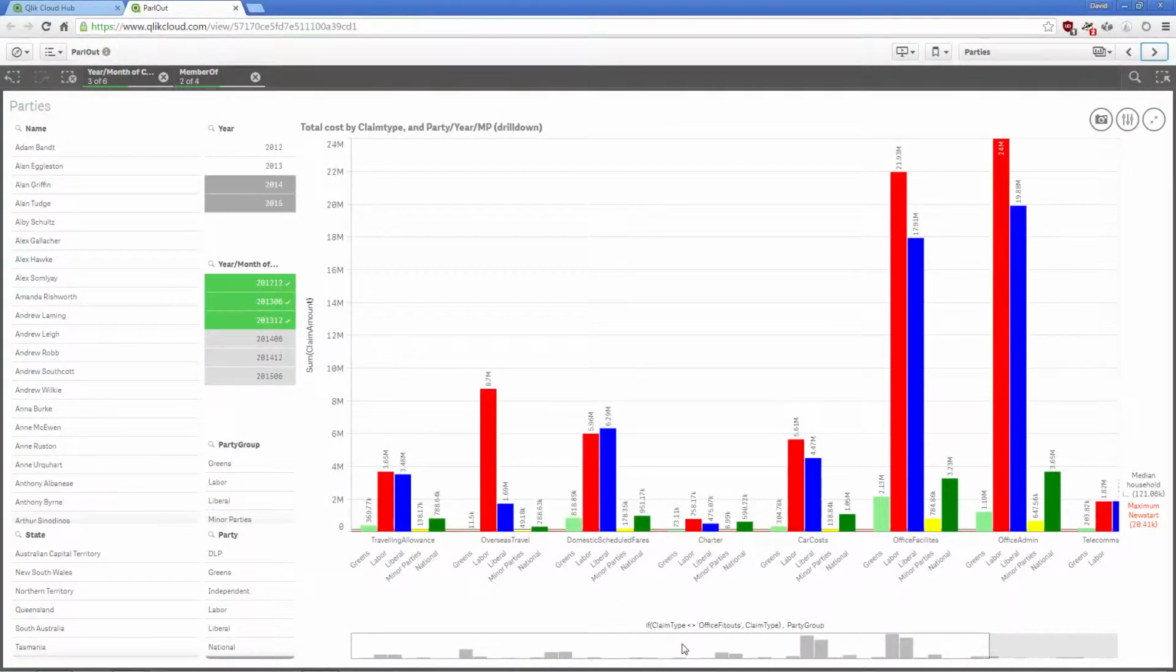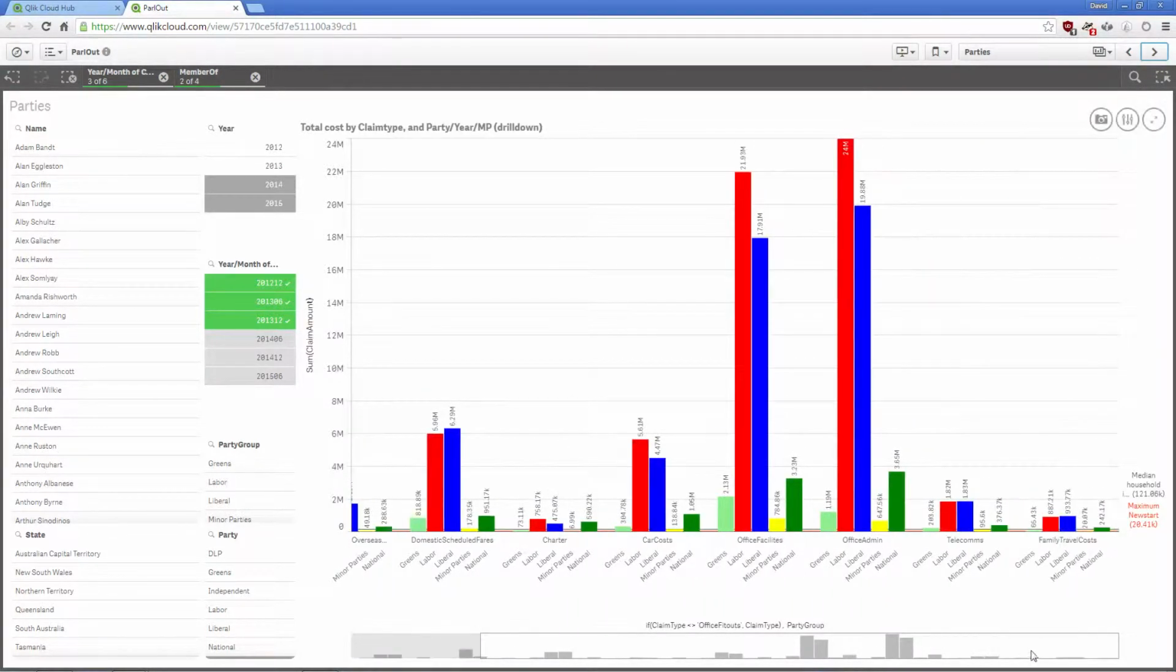So this is the total cost by party. Not just the average cost per member, but the overall cost. So you can see that in terms of overseas travel, the ALP really smacked it in under Julia Gillard and Kevin Rudd. They both flew around about the same amount. And the real difference here is a bit of difference in the office expenditures and office admin.